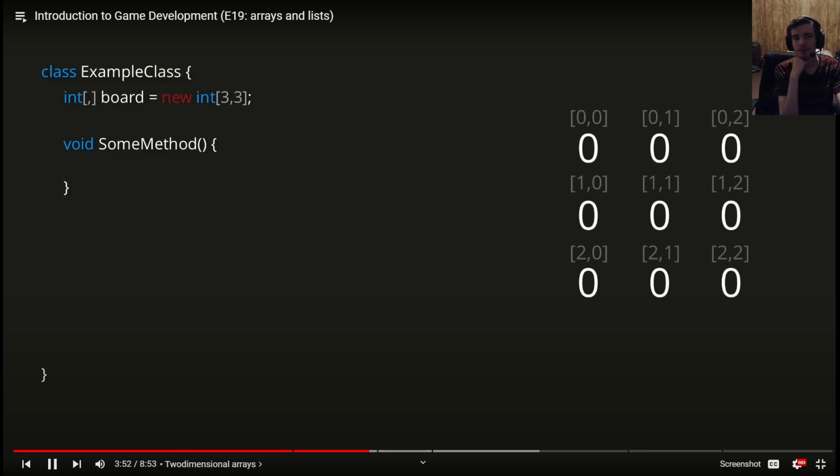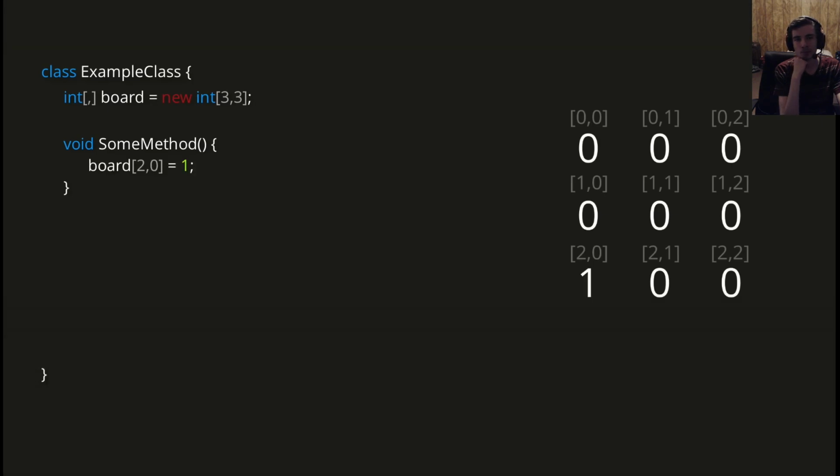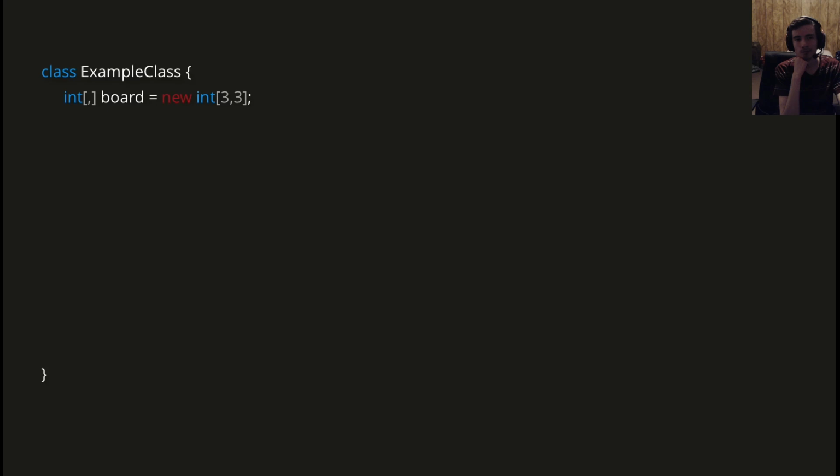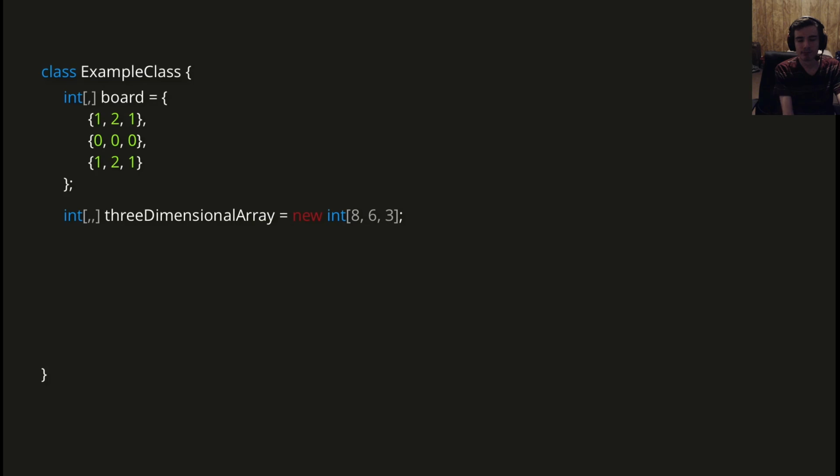That would be as simple as writing board with an index of 2, 0 is equal to 1. Now, perhaps the game requires a starting configuration of pieces, with different pieces obviously represented by different numbers. Well, the syntax for this is the same as a one-dimensional array, but now the entries for each new row are surrounded by curly brackets as well. To make this easier to read, we could separate each row onto a new line, which gives us a nice visual representation of the array. You're not limited to just 2 dimensions, by the way. For more dimensions, simply add more commas.